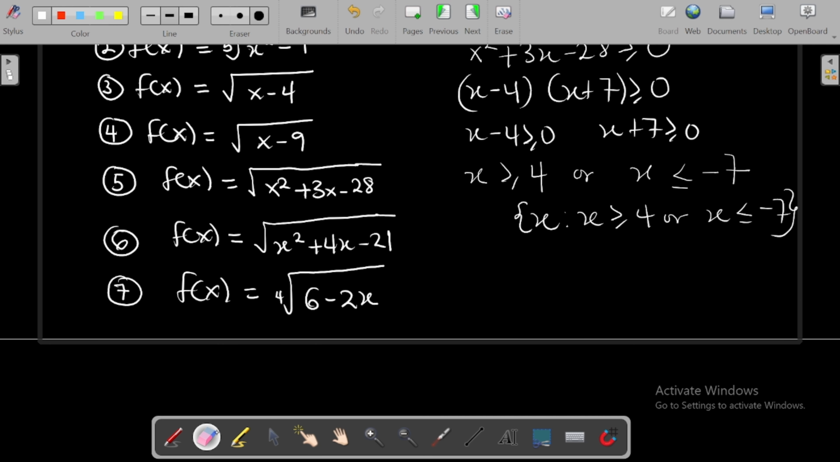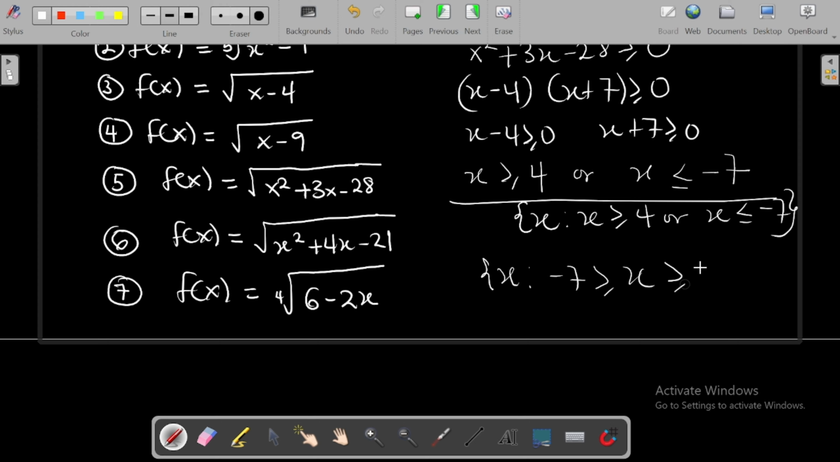Now, anytime people get an expression like this, they can be tempted to combine these expressions into one notation and say that x is such that negative 7 greater than or equal to x greater than or equal to 4. This is wrong, you cannot write it this way.